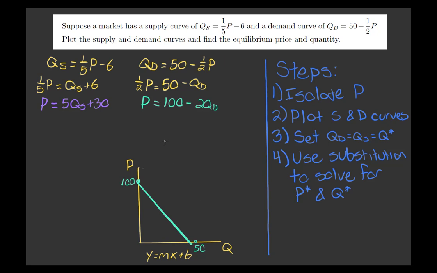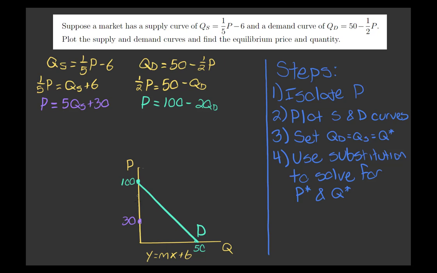All right, let me make that a bit better. There we go. And that is the demand curve. Now, moving over to the supply curve, we know that the y-intercept is 30. So when quantity supplied is equal to 0, we know that price will be equal to 30.